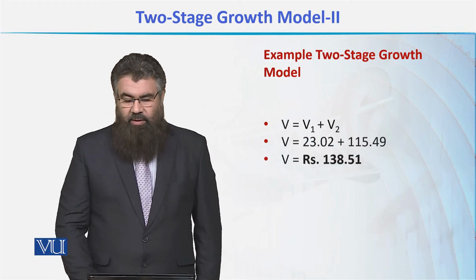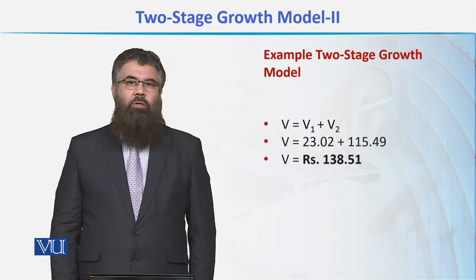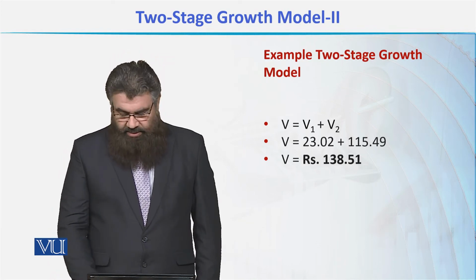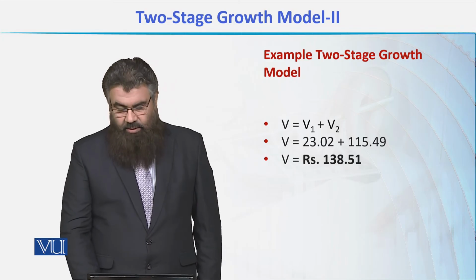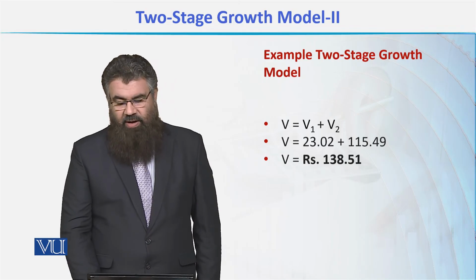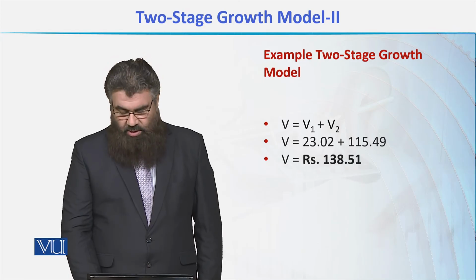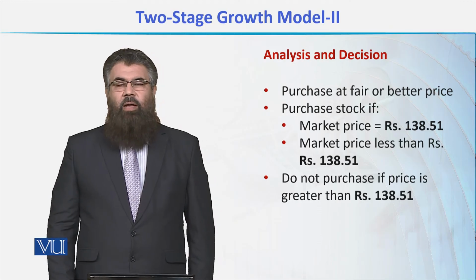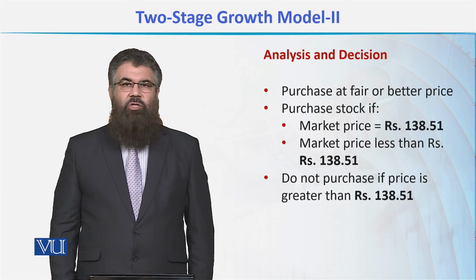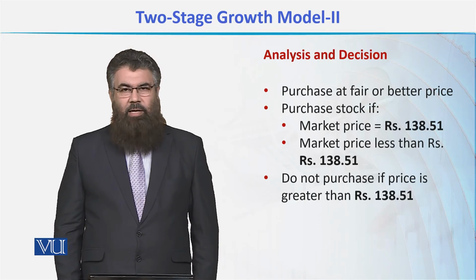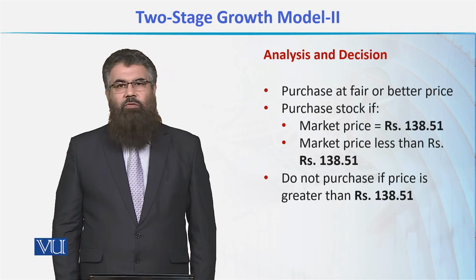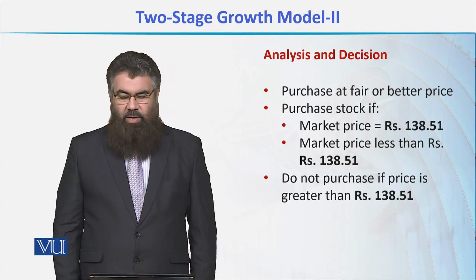And the last thing we have to do is to add the two values of stage 1 and stage 2, and ultimately we get the answer 138.51, which is the intrinsic value of this common stock, which has grown in 2 stages. The last step of analysis and decision is the same, that this value which we have calculated is the intrinsic value, and it needs to be compared with the market price.